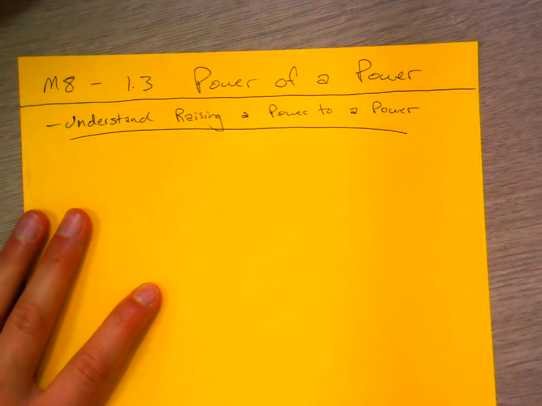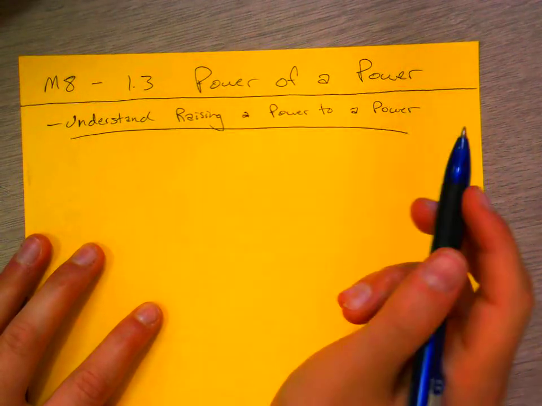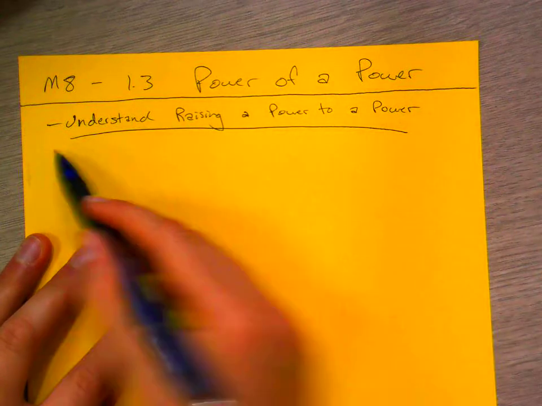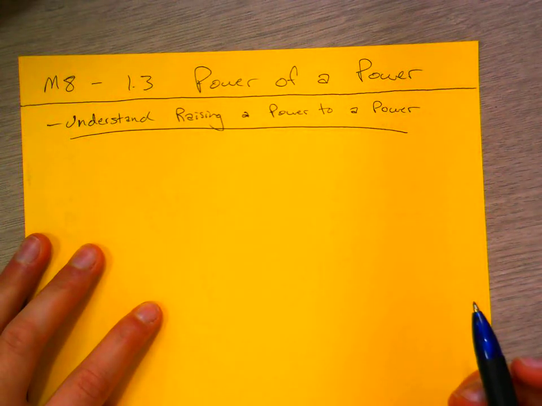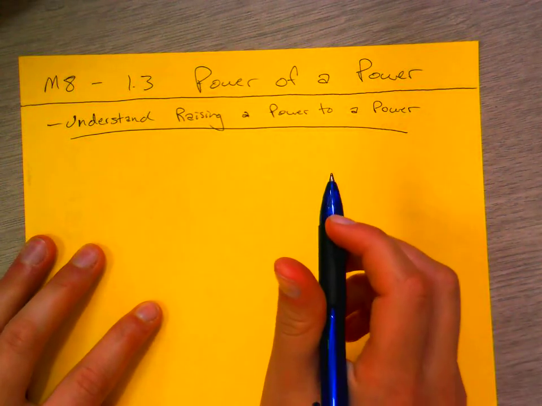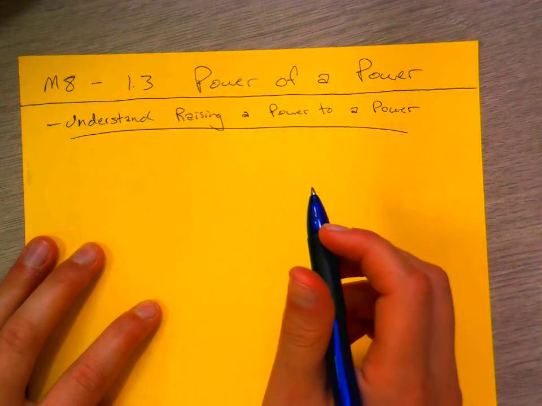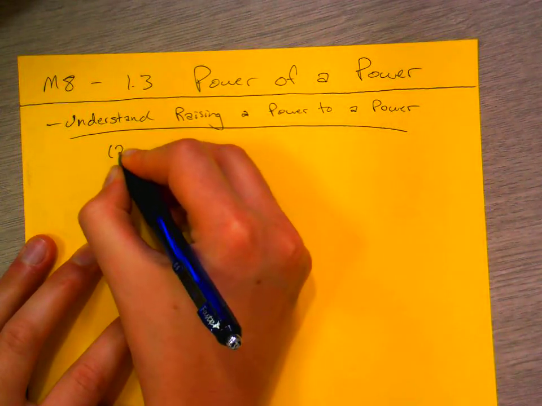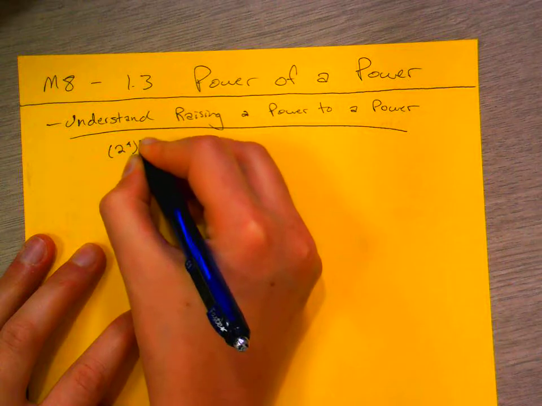This is Math 8, Section 1.3, Power of a Power. First, let's understand raising a power to a power. Simple. You can use the order of operations to evaluate the expression 2 to the power of 4, cubed.